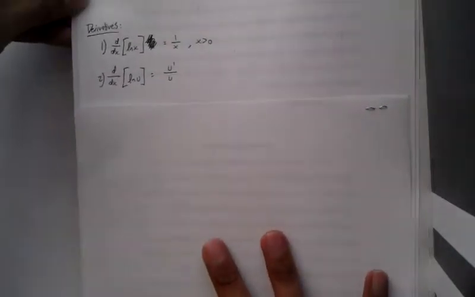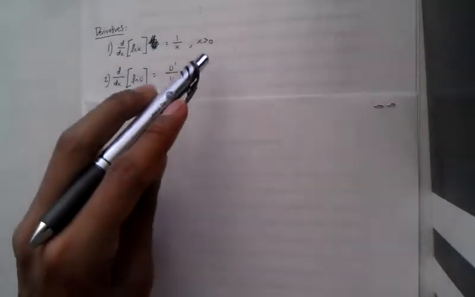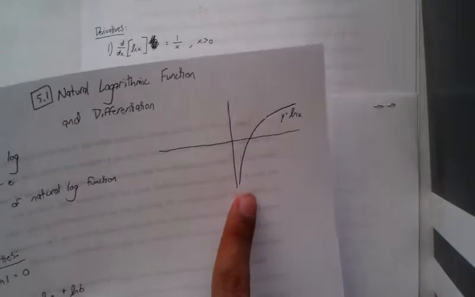Some derivatives regarding natural logs that you should know. The derivative of the natural log of x is equal to 1 over x, so long as x is greater than 0. Because if you recall the graph, x never goes less than 0. And the derivative of the natural log of u, that's for when you may have to use a u substitution. That's equal to the derivative of u over u itself.